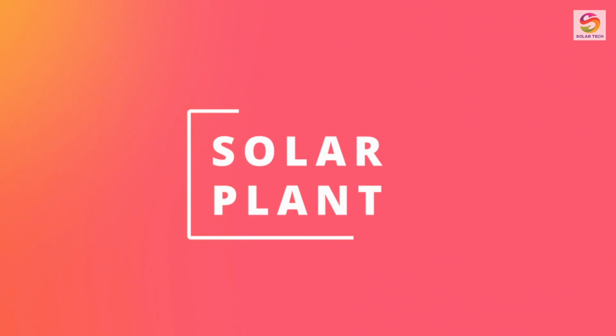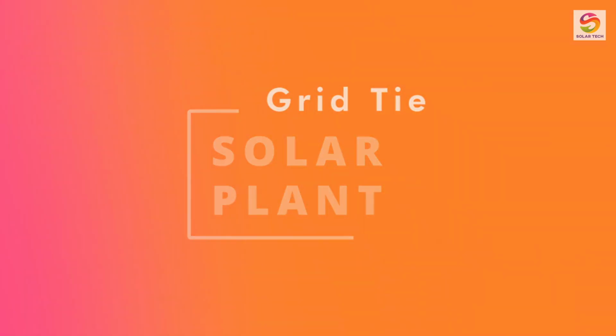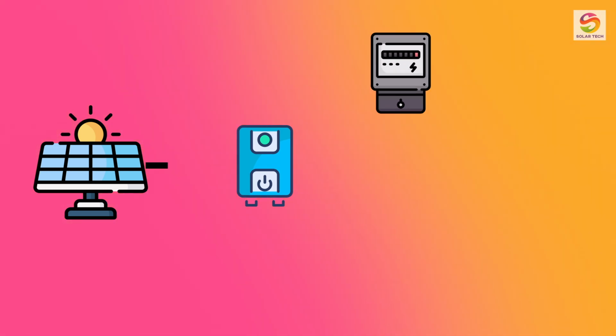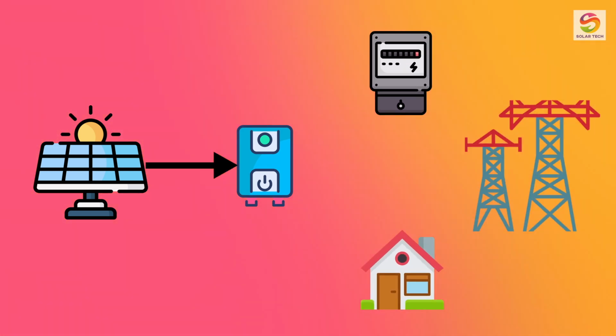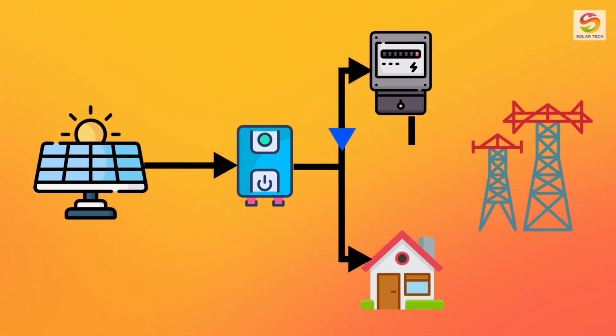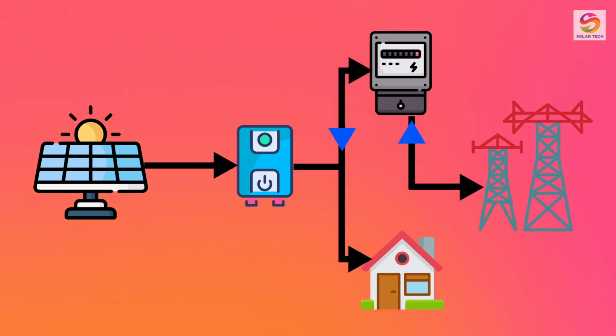Today, we will explain how a grid tie solar plant works. As you can see on the screen, this is a basic schematic diagram of a grid-connected solar plant. A grid tie solar plant is a cost-effective solution for renewable energy.